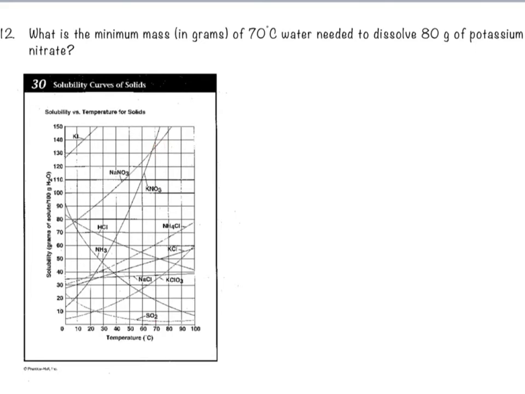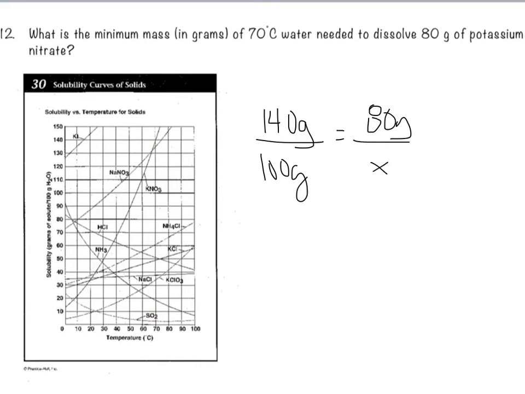So what we need to do to solve this is we need a proportion. Well, I know that 140 grams of this salt will dissolve in 100 grams of water. And I want to know what is the minimum amount to dissolve 80 grams of the salt, so 80 grams of potassium nitrate, and I don't know the mass of water. How do I solve for this?